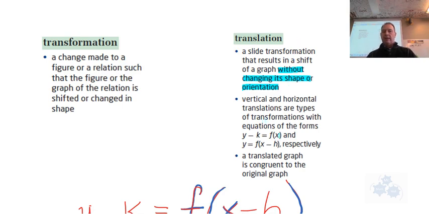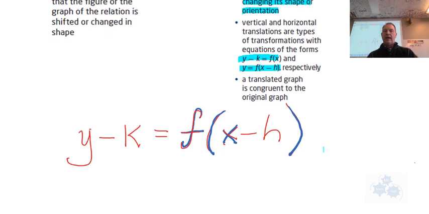Now, here is a look at two different ways that they can show you how these transformations happen. And this is going to be it right here. And I want to focus on this format right here. Okay? So I want you to write down y minus k equals f, and this would be the function f, bracket, x minus h.